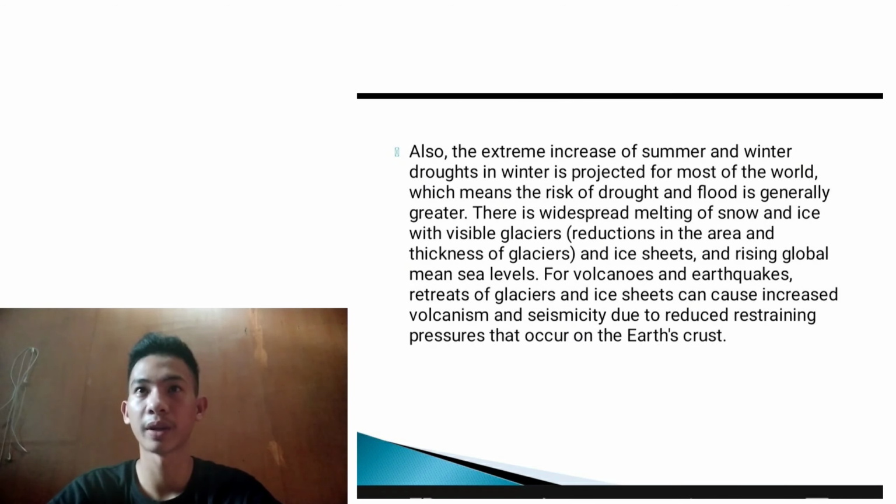There is widespread melting of snow and ice with visible glaciers, reductions in the area and thickness of glaciers and ice sheets, and rising global mean sea levels. For volcanoes and earthquakes, retreats of glaciers and ice sheets can cause increased volcanism and seismicity due to reduced restraining pressures that occur on the Earth's crust.